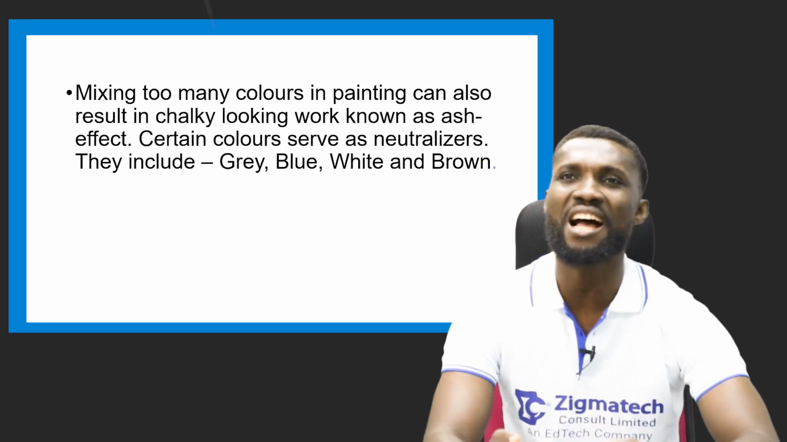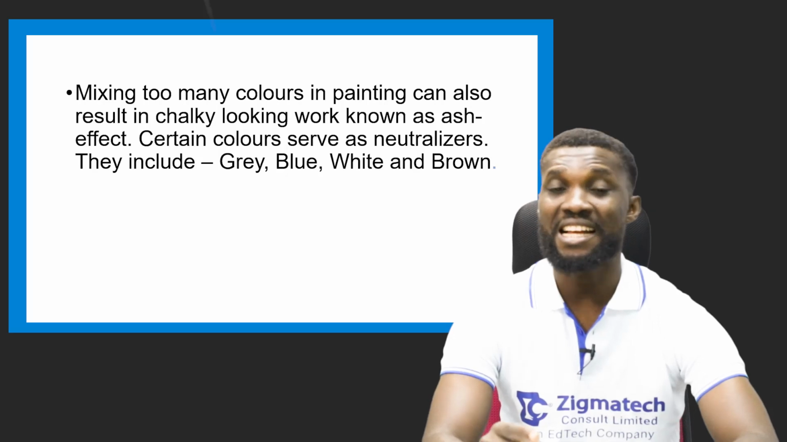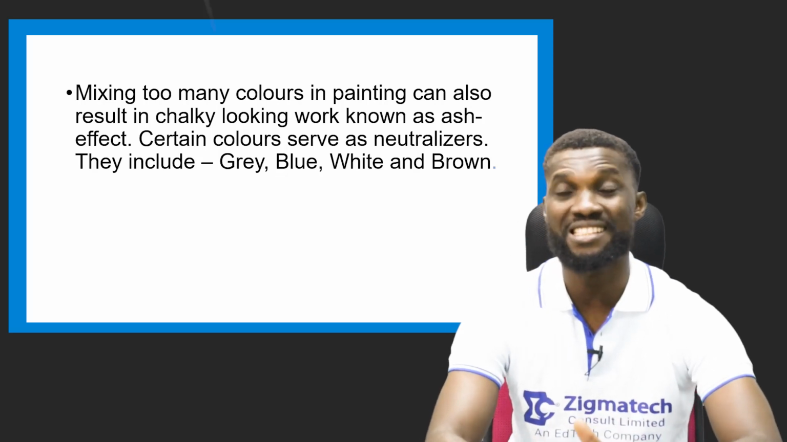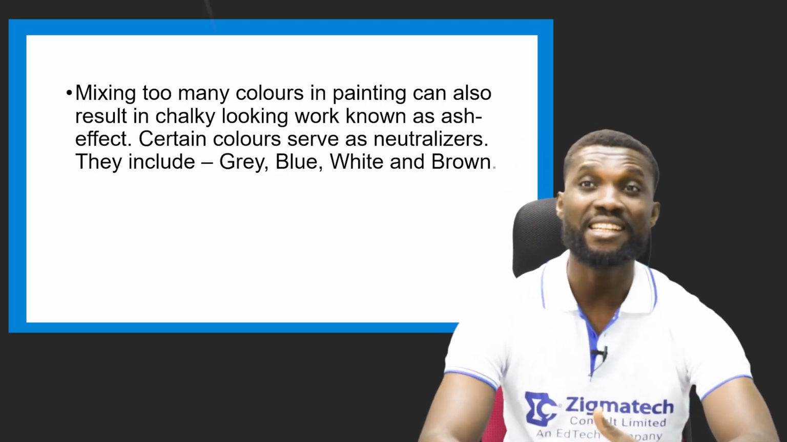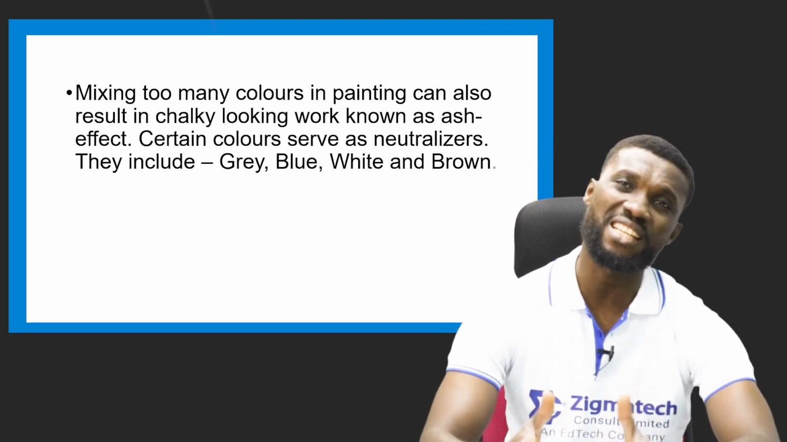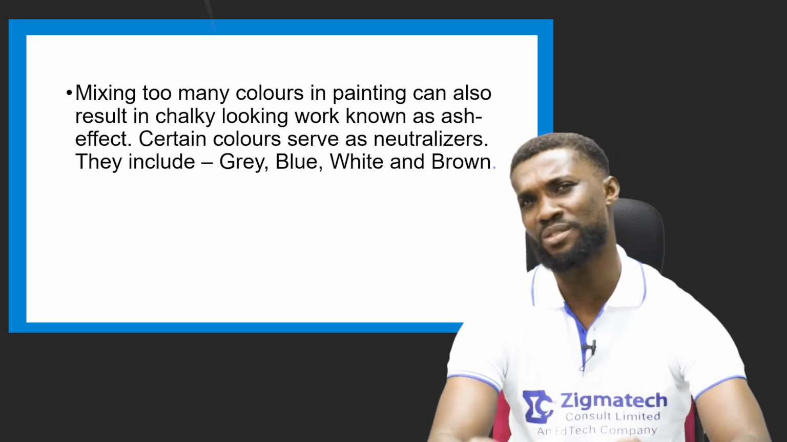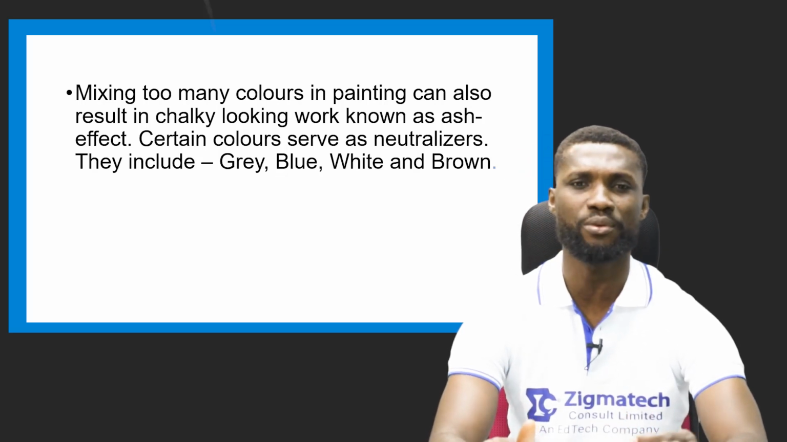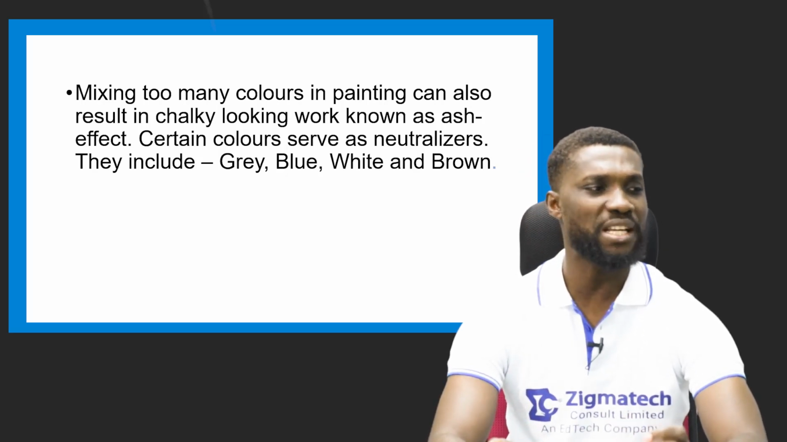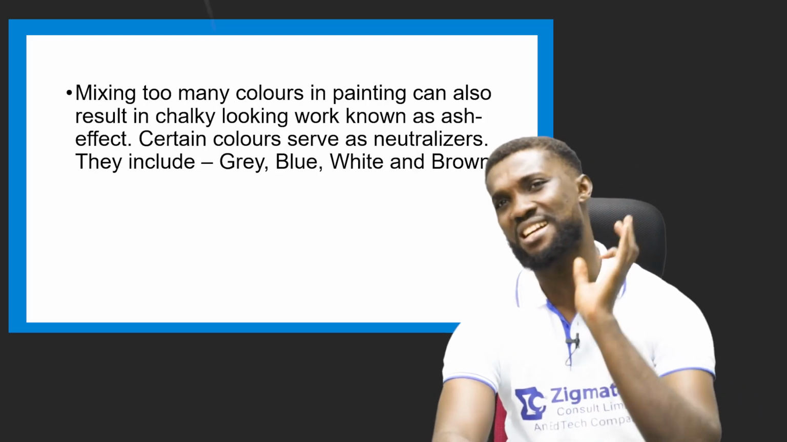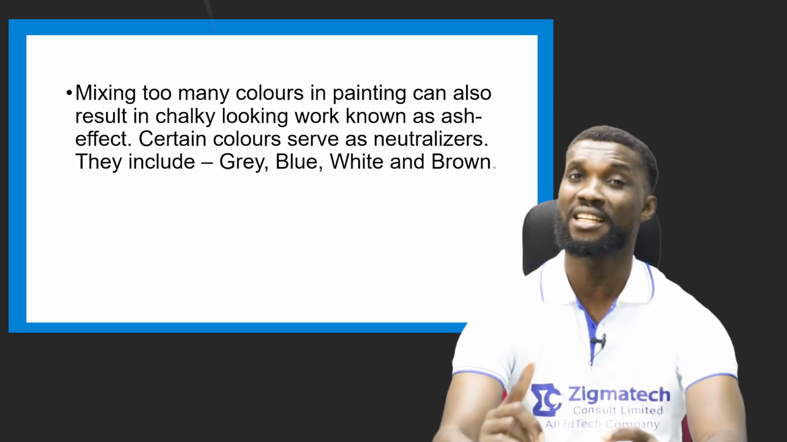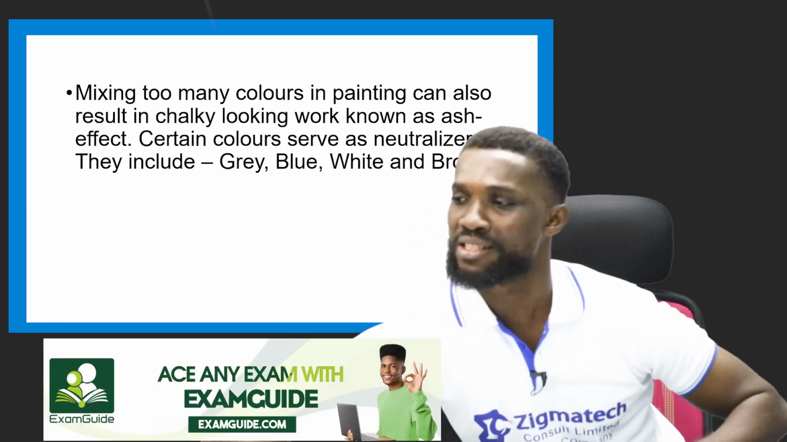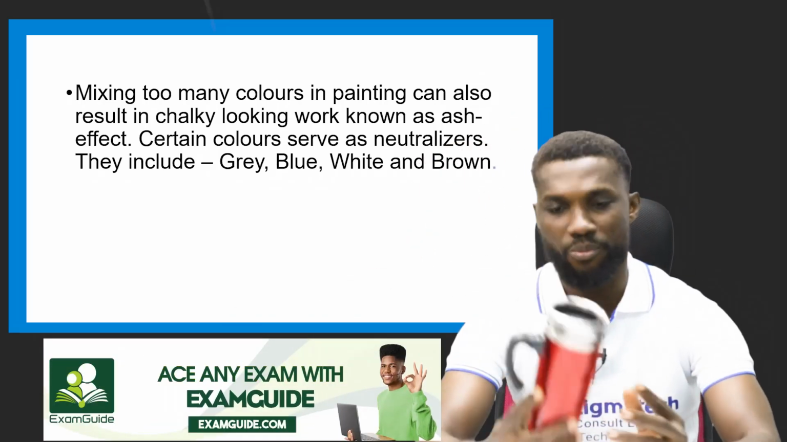Now certain colors serve as neutralizers. Some of the colors that serve as neutralizers are gray, blue, white, and then brown. Now what do I mean by neutralizers? For example, if I want to paint something where I don't want you to really understand how the very color is actually gotten. Let me give you an example. I'll use this cup for an example.